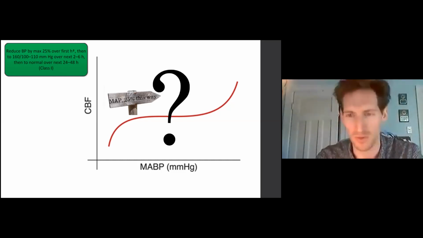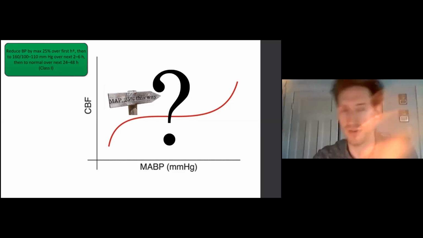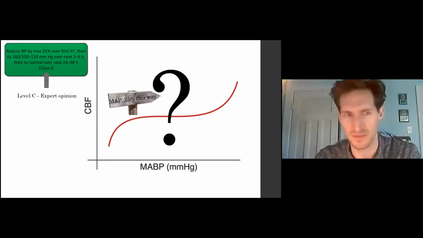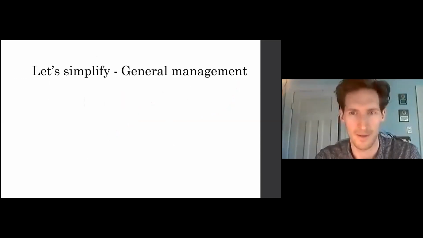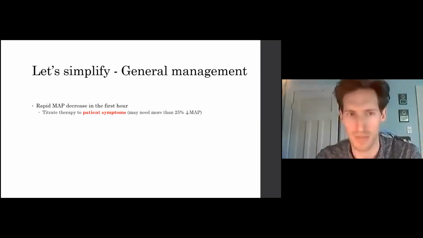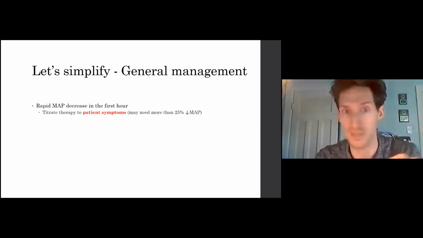Because we don't know where their autoregulation curve is and where they are on that when they come into the Emerg. So it's a class 1 recommendation, fine, but it's an expert opinion. And basically what I mean is, these patients require a rapid MAP decrease in the first hour, no doubt about it. You should titrate therapy to the patient's symptoms. So if it's 10% of their initial MAP, then great. But some may need more than 25%.